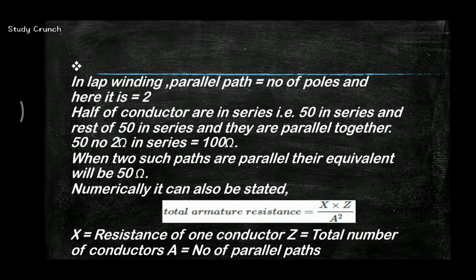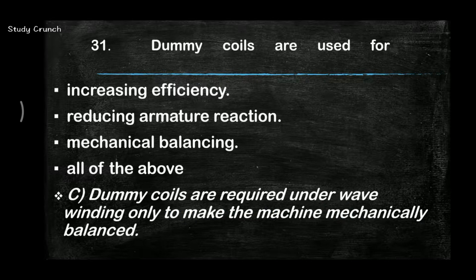Next, dummy coils are used for mechanical balancing. We know that dummy coils are required under wave winding only, to make the machine mechanically balanced.